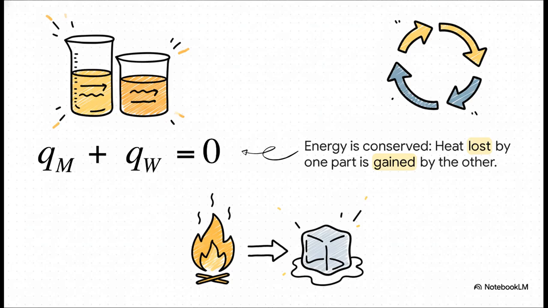And the whole thing is built on one simple, beautiful, unbreakable rule. Energy can't be created or destroyed. In our sealed-off calorimeter, any heat that the system loses, the surroundings must have gained. And any heat the system gains, the surroundings must have lost. So the heat of the system plus the heat of the surroundings always adds up to zero. This is the heart of all calorimetry.